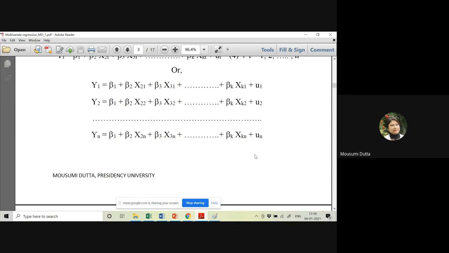If it is a standard mathematical analysis, then the solvability of this model will depend on whether n is equal to k or not. The number of equations should be equal to the number of parameters to be estimated. The number of parameters to be estimated here is given by k: beta 1, beta 2 up to beta k. So if n is equal to k, in a standard mathematical context, we will be able to estimate all these parameters.